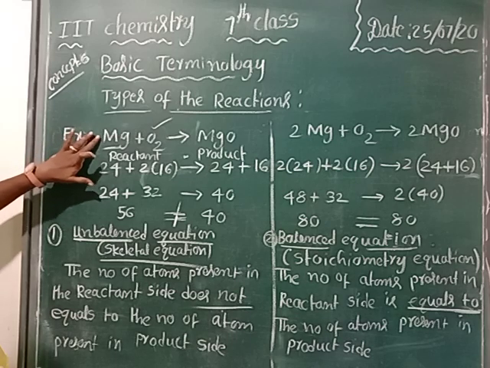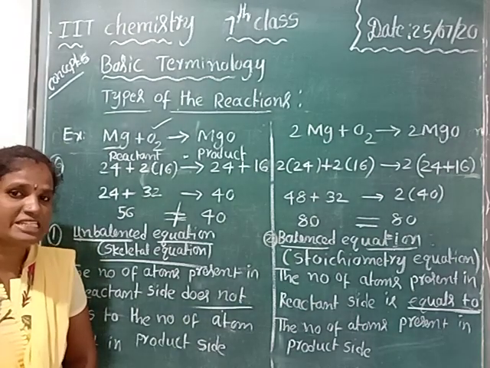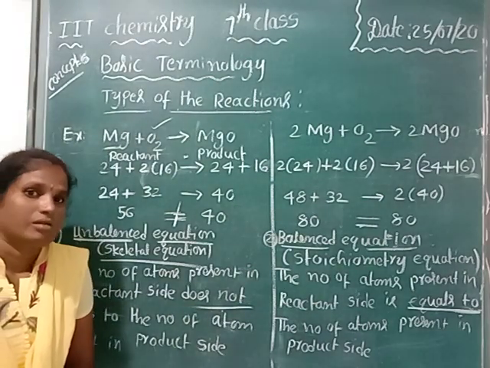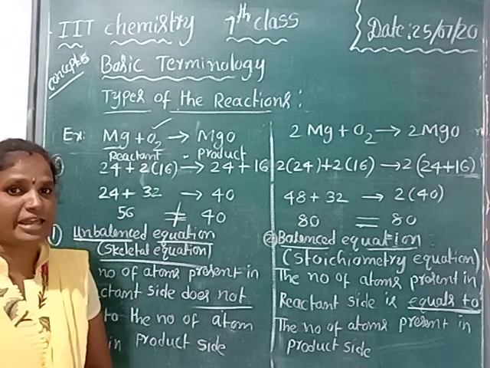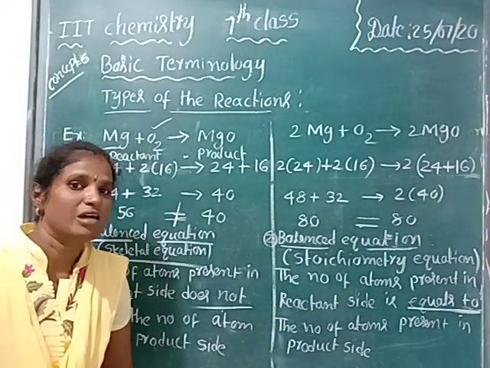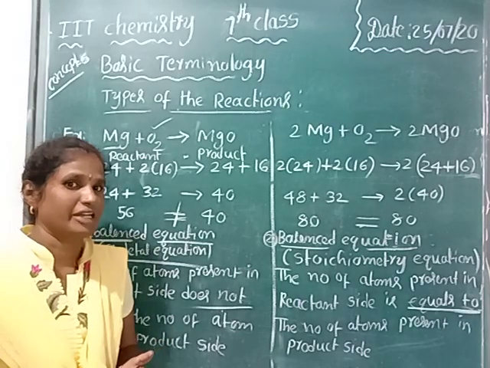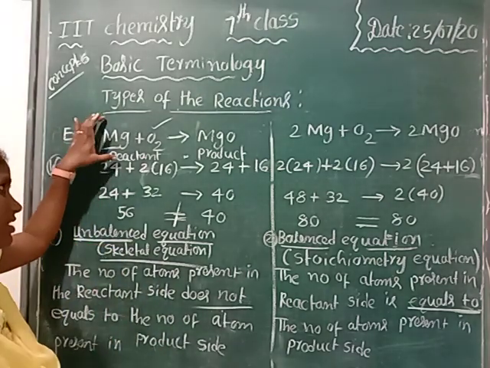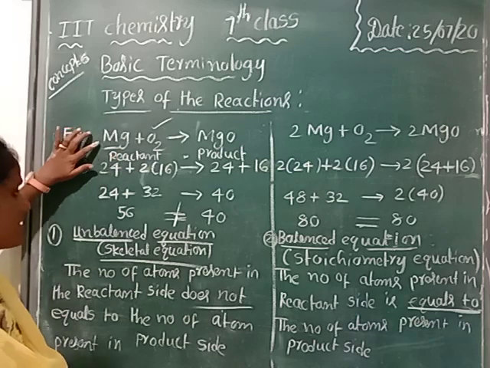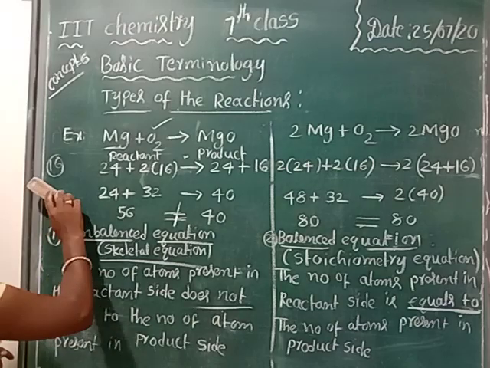Next, here we discuss some examples of the unbalanced equation. What is a chemical equation? First you say, children. The shorthand representation of an atom in the form of symbol or formula is called a chemical equation. This is also a chemical equation. So this is an unbalanced equation, and this is a balanced equation.